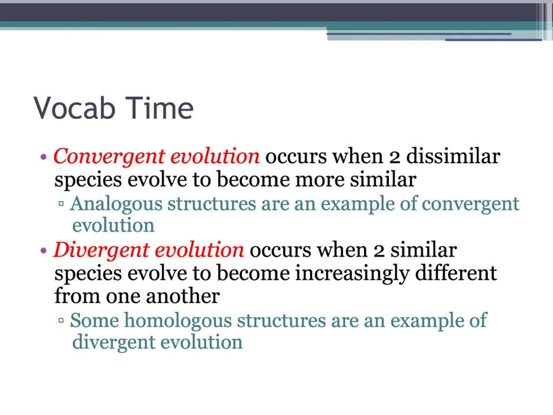Now we've got two new things called convergent and divergent. Usually in class I show this with my hands. Converge means to come together. This is when two species evolved to become more similar. Convergent, coming together. Whereas divergent means two species are becoming more and more different from each other. So you could remember, D for different, divergent, different, becoming more and more different.